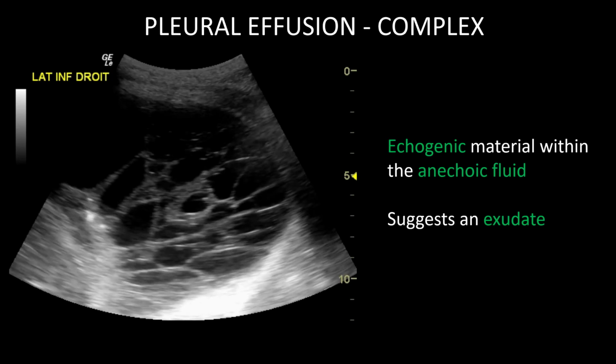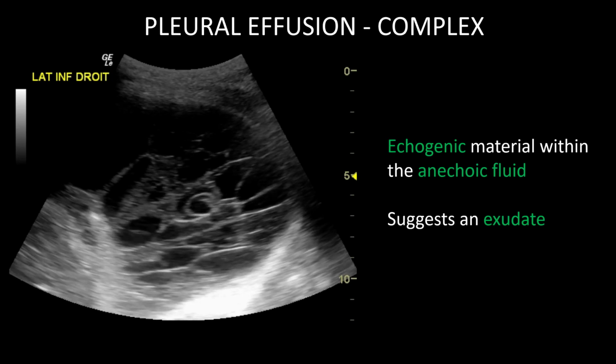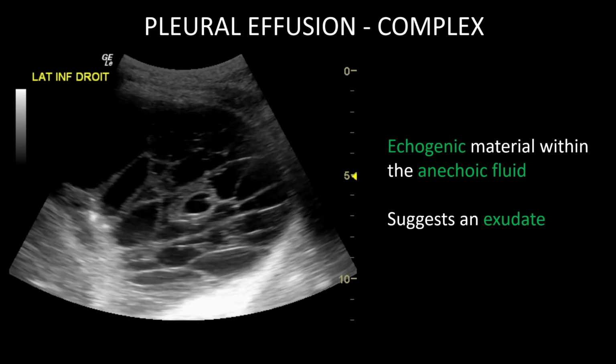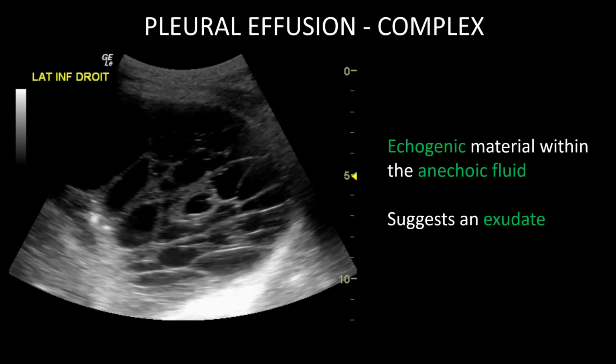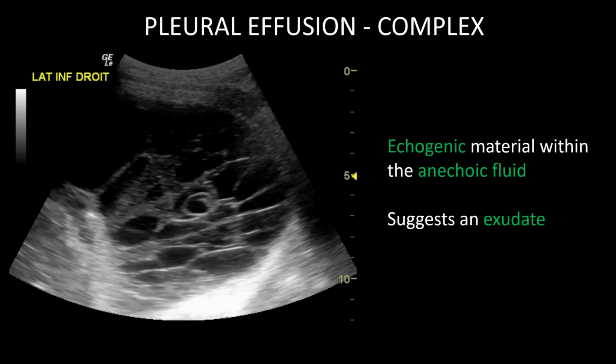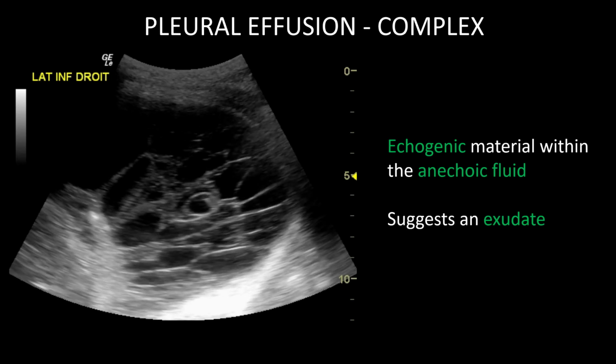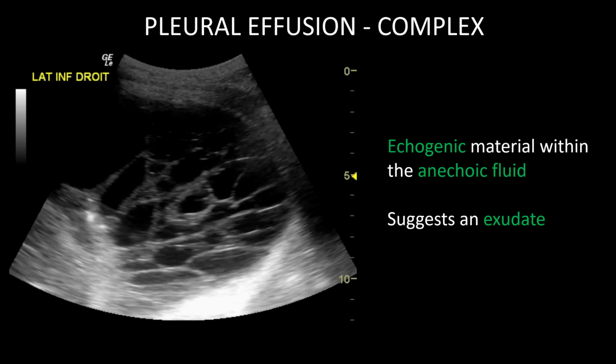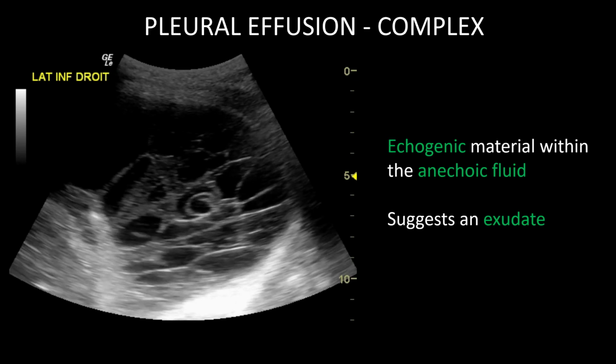Pleural effusions can also be seen as complex, as determined by the presence of any type of echogenic material within the anechoic fluid. This can be sediment from a pneumothorax or empyema, or inflammatory strands extending from the lung to the parietal pleura. This suggests an exudative effusion, but is otherwise non-specific.